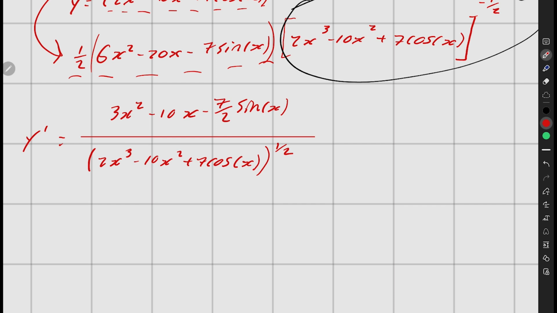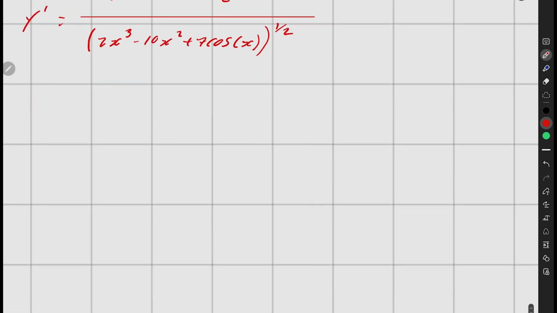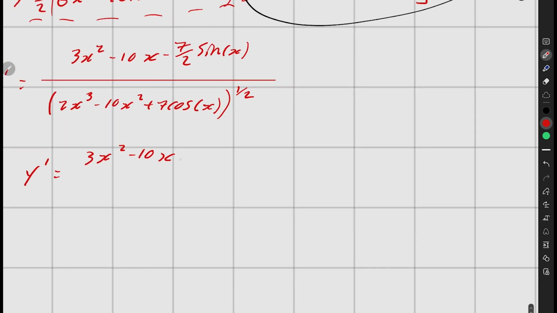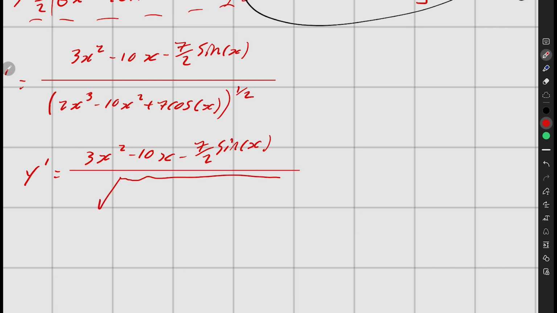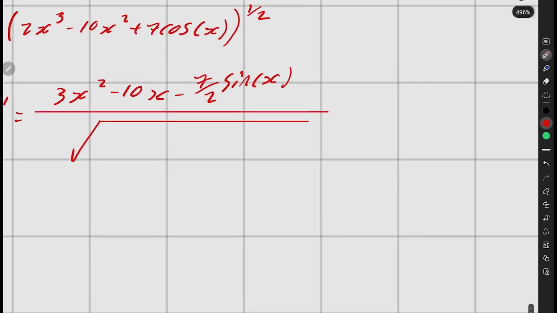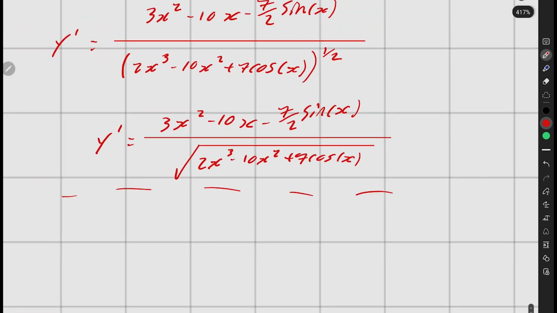So that y prime, that's going to be our derivative, and we can simplify this down even further. We know our derivative is going to be equal to 3x squared minus 10x minus 7 over 2 sine of x. And notice that's to the power of a half, so that is the exact same as taking the square root of the entire function inside the bracket. So we're going to have 2x cubed minus 10x squared plus 7 cosine of x. So that's our chain rule.